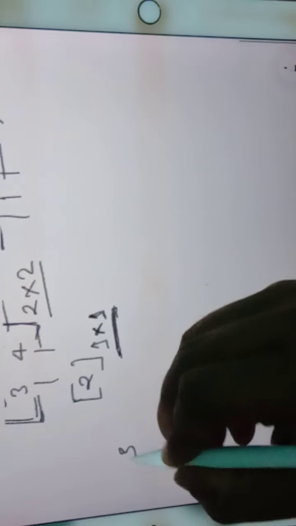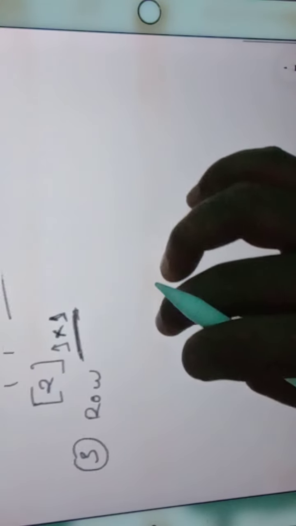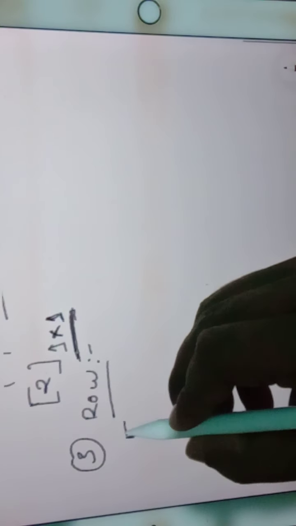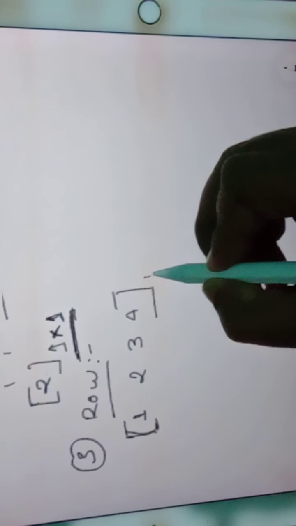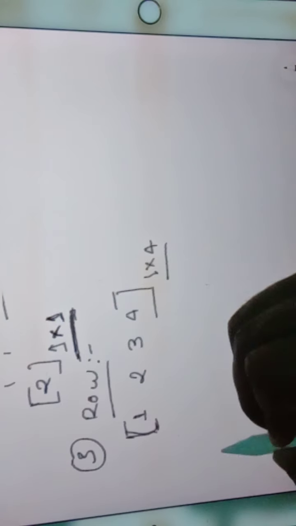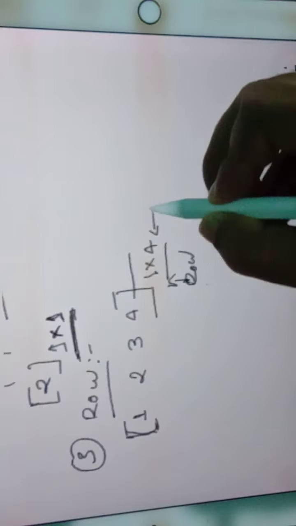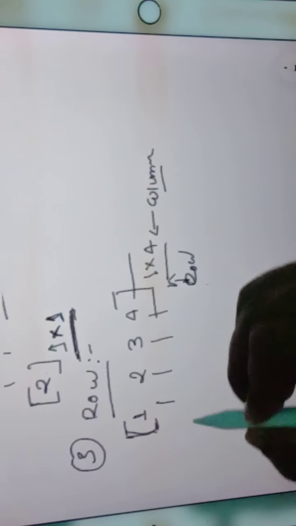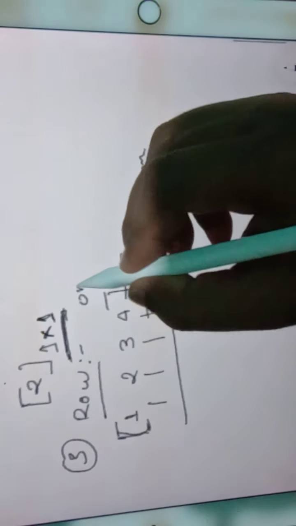Now third one, that is row matrix. A row matrix, if you write it, will look like a single row. Like 1 2 3 4, this is 1 by 4. Why 1 by 4? Only one row, and 4 denotes the columns. So here 1 2 3 4, 4 columns. So this is a row matrix in which there is only a single row.